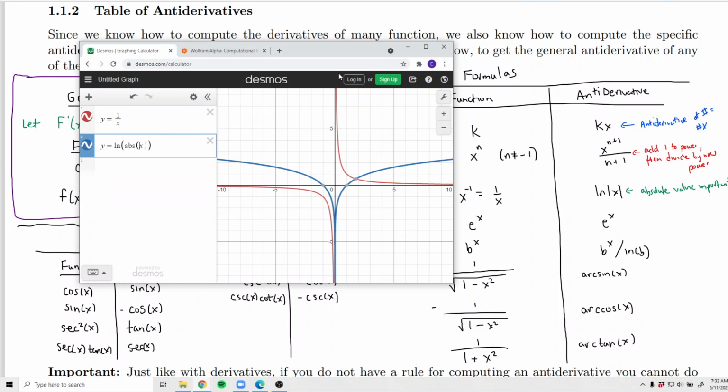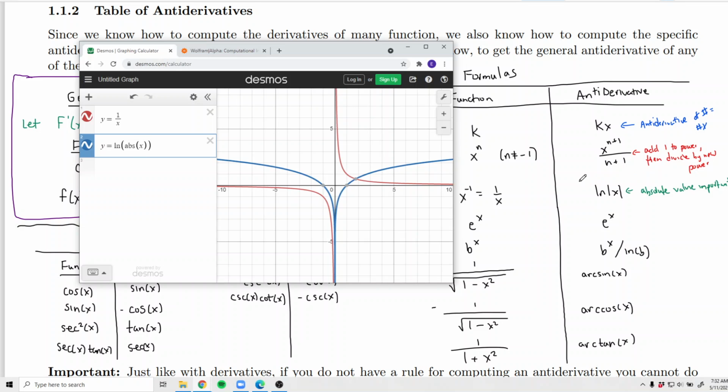So when you do absolute value of x, and in Desmos, that's just ABS. When you do the absolute value of x like that, then it allows you to actually compute the antiderivative everywhere. It includes the negative numbers and positive numbers, and only 0 is left out. Right, so that absolute value is important. If you forget it, you're wrong. You know, it's very close to being right, of course, but you're wrong. So you need to make sure you include that absolute value.